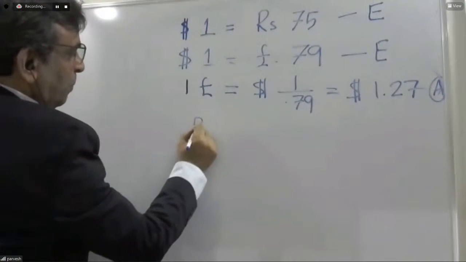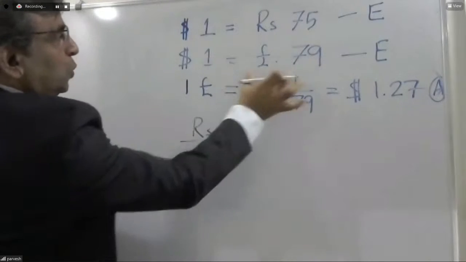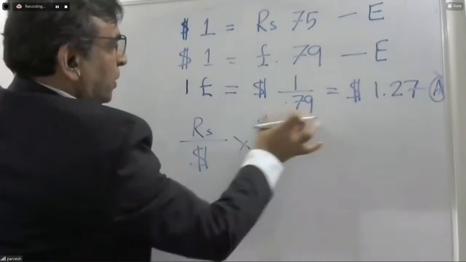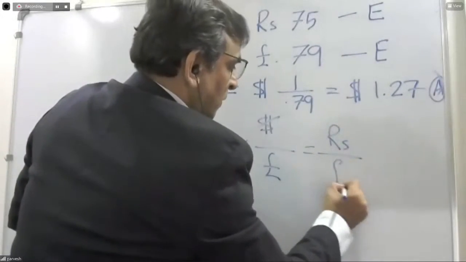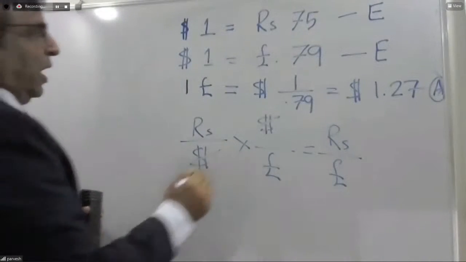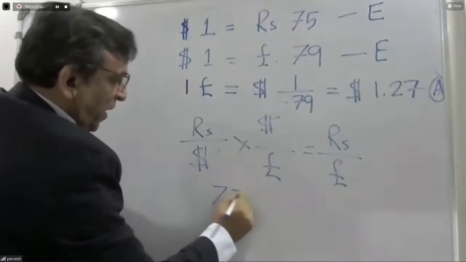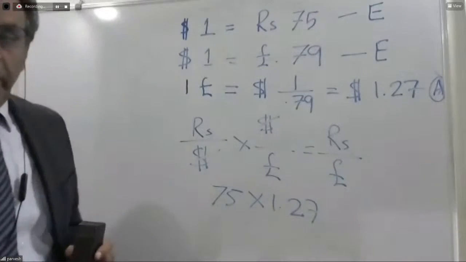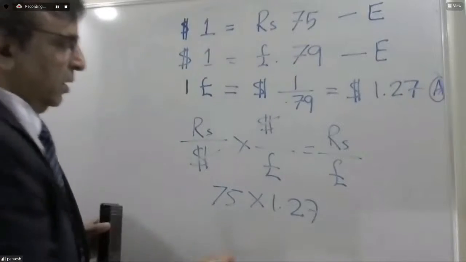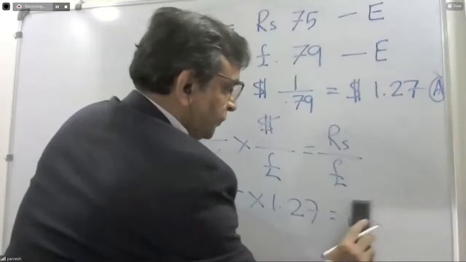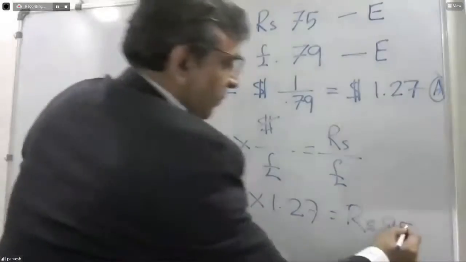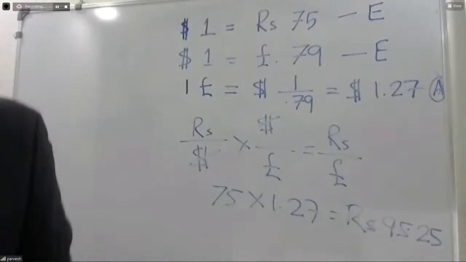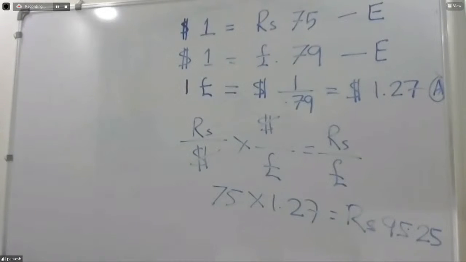Now I can write the equation: rupees per dollar multiplied by dollars per pound. The dollar cancels, so I have rupees per pound, which means 1 pound is equal to how many rupees? I need to multiply this with this. So 75 multiplied by 1.27. I get rupees 95.25. Okay, great. So you get 95.25. Is that clear? So this is £1.